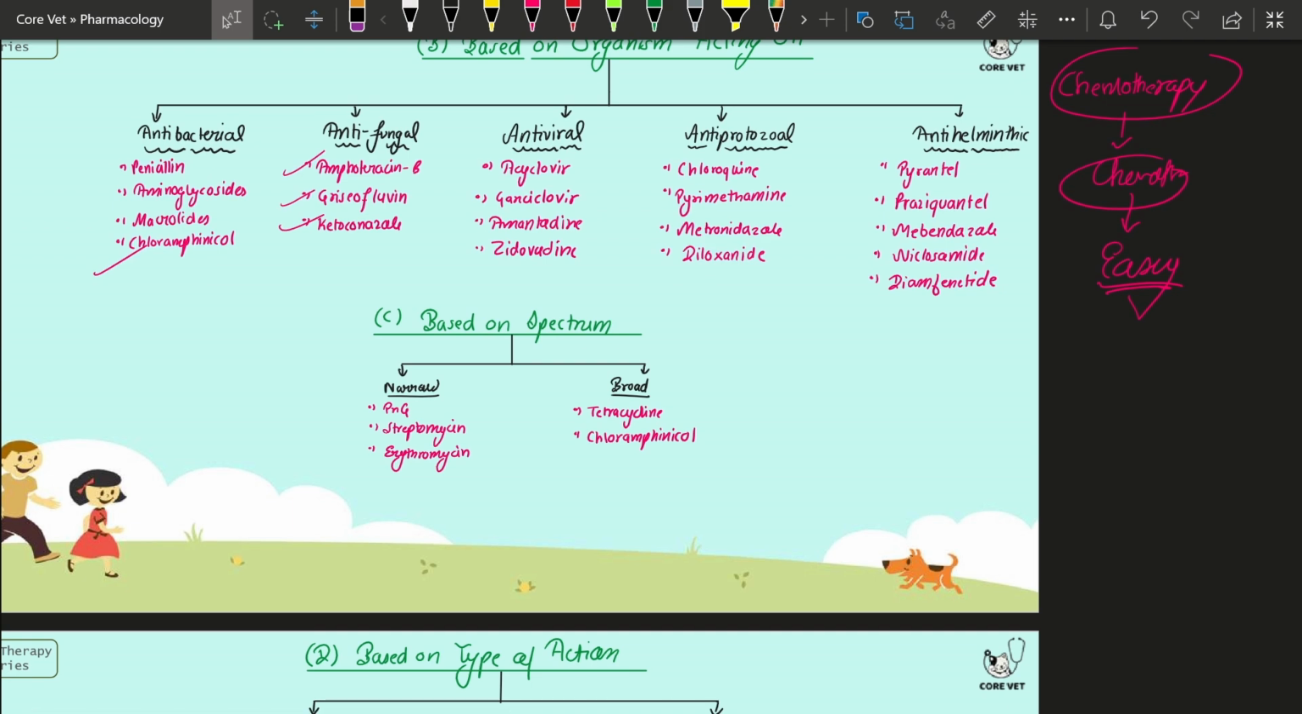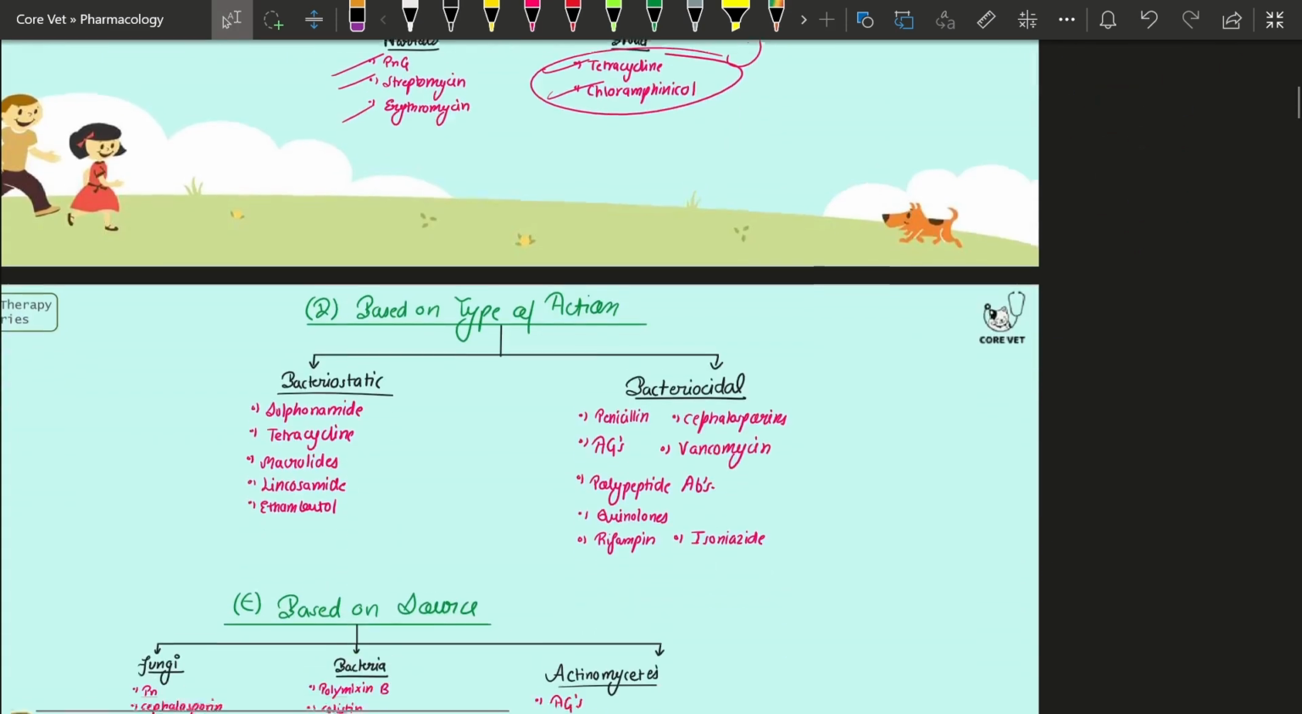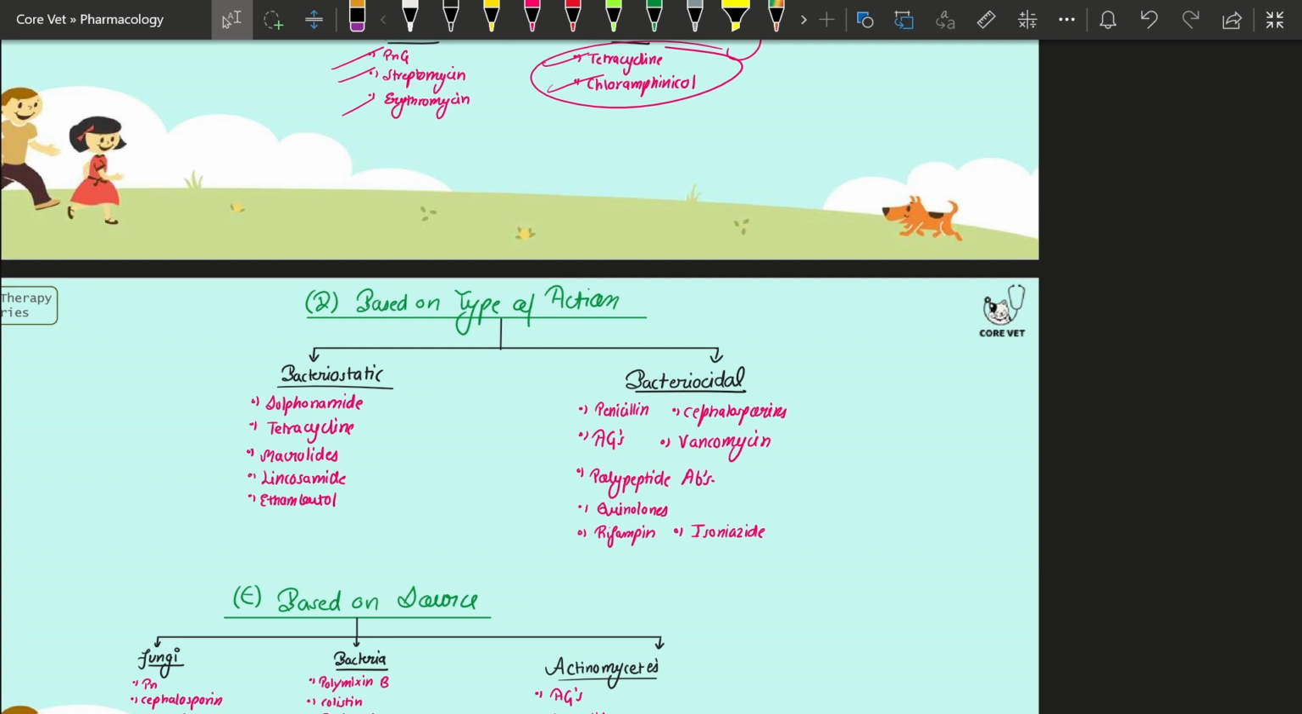Based on the spectrum, it may be narrow spectrum or broad spectrum. In the narrow spectrum, you can have penicillin, streptomycin, and erythromycin. You can have tetracycline and chloramphenicol in the case of the broad spectrum. Based on the type of action, it may be bacteriostatic or bactericidal. The sulfonamides, tetracycline, macrolides, lincosamides, and ethambutol, all these five are what? The bacteriostatics. These are the examples.